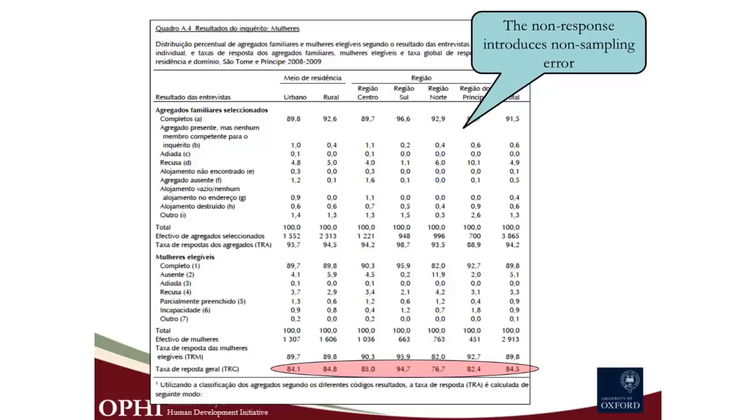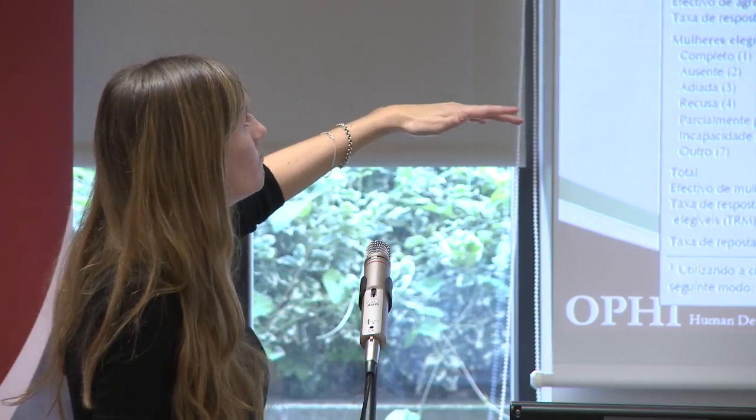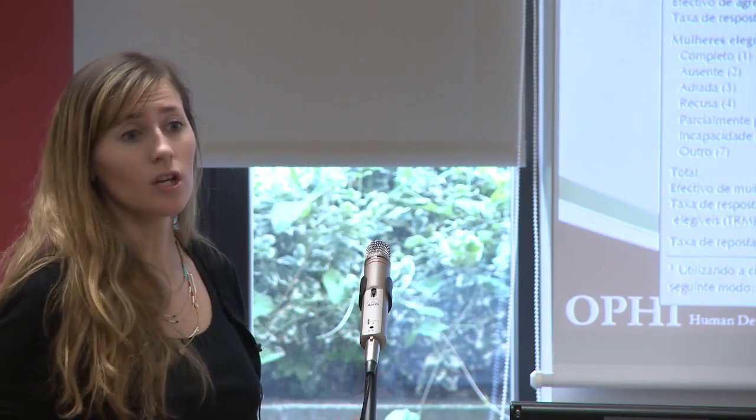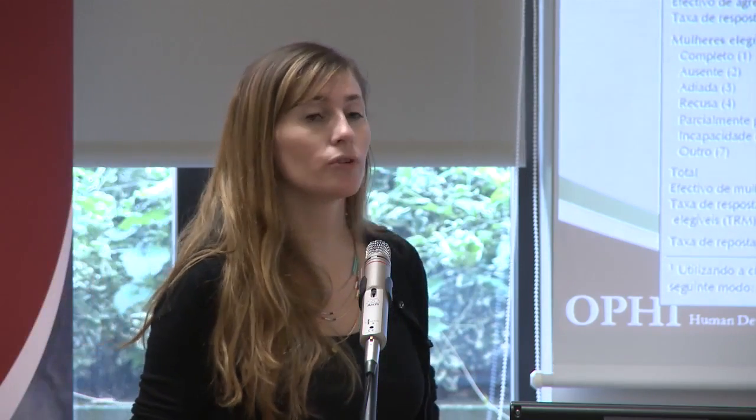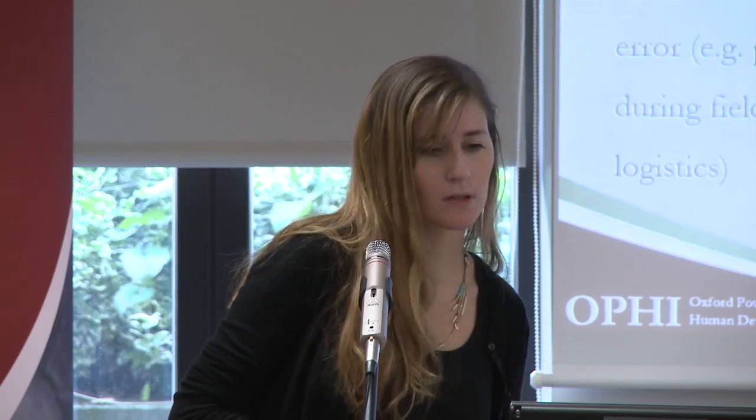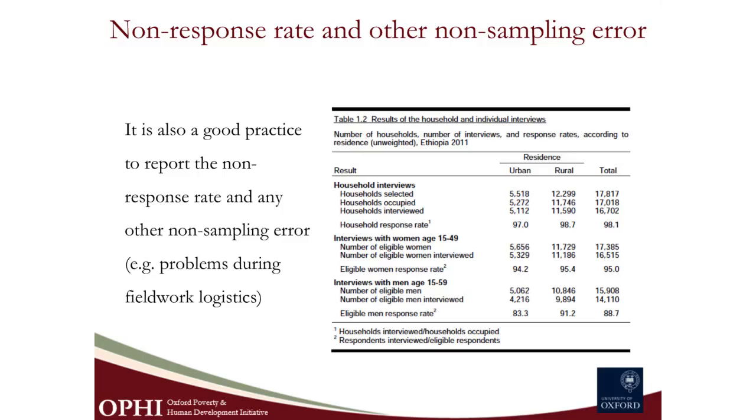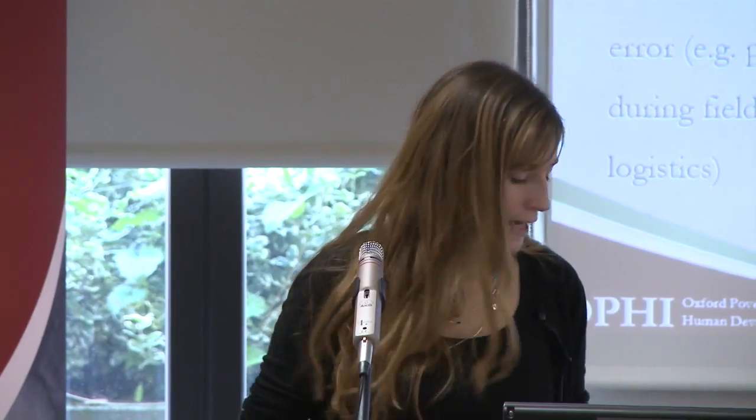This is just to show you an example. This is a very good practice, and this is something that I was talking about before regarding the non-response rate. What we see here is, for different indicators, in DHS reports and in MICS, they usually include what the response rate is, and they have it for men, for women, and at the household level. So it's useful for the users to know that kind of thing.